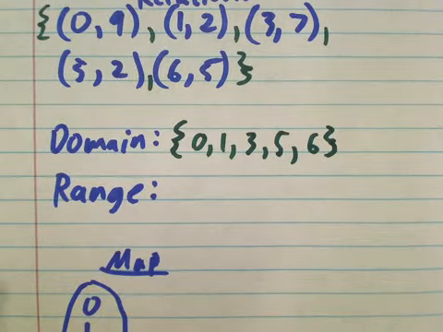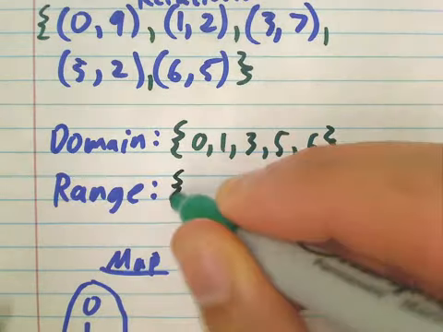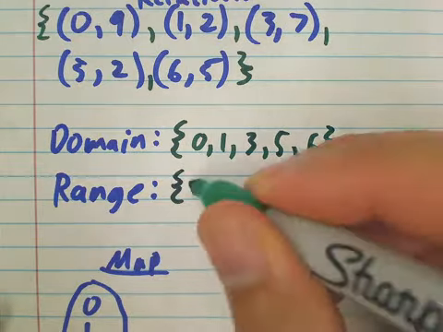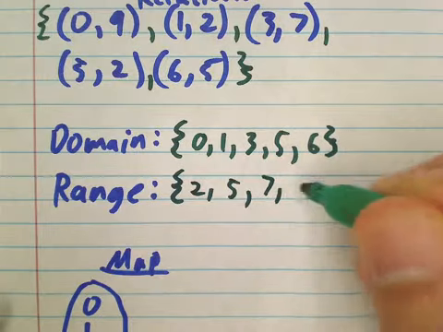Okay, and my range is a little mixed up. Let me see. 2. I have a couple of those. Just write it once. Don't write 2 more than once. So I have 2, 5, 7, and 9.